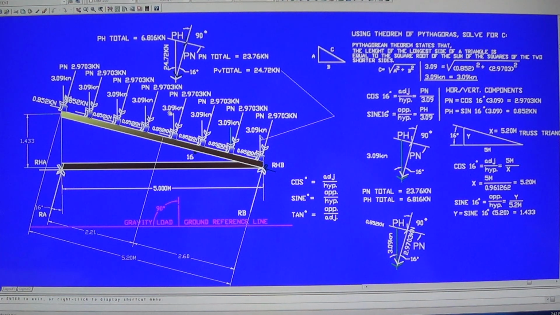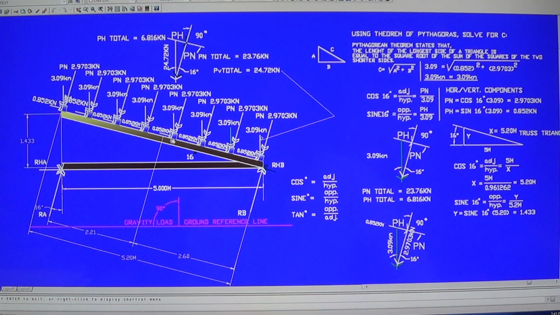The 3.09 is a gravity load, the roof load including the weight of the purlin as well. The direction of that load is vertical. It's a gravity load, directed towards the ground as your reference, so 90 degrees to the ground.